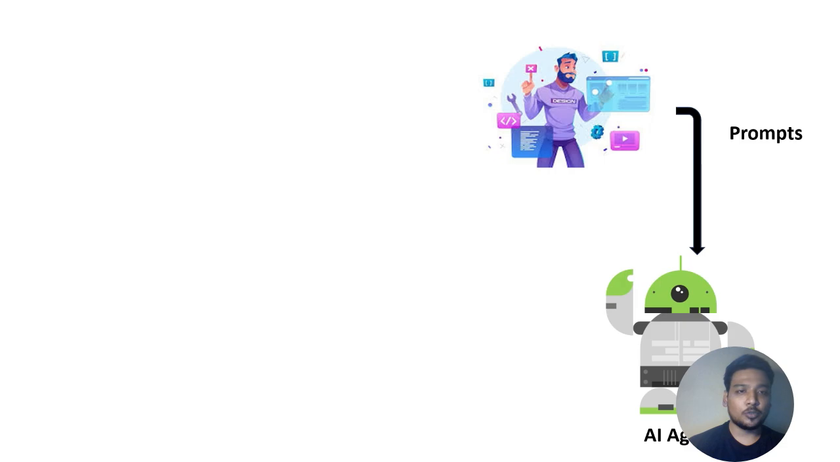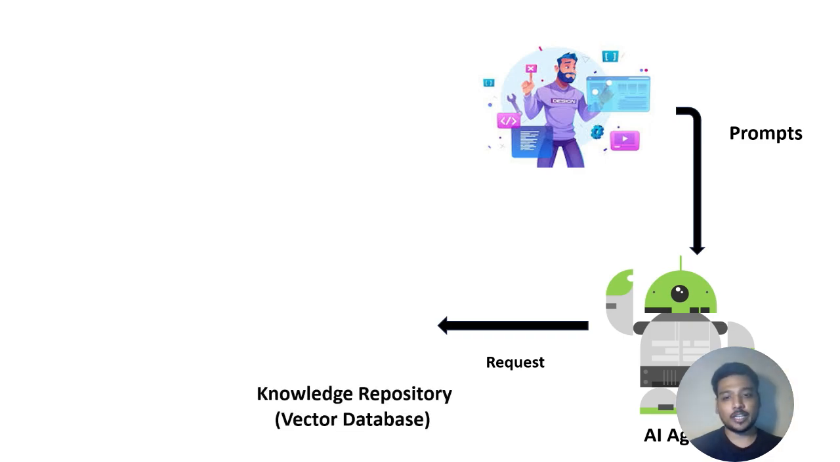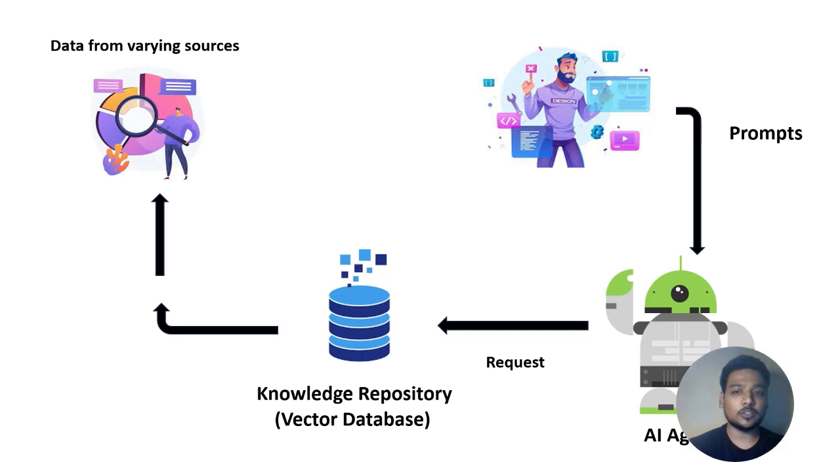Let's say if it's a user like you and me, we can ask a question in the form of a prompt to an AI agent. Then what happens behind the scenes is that the AI agent sends a request to something called a vector database, which acts like a knowledge repository, which is then connected to the data source. In our scenario, the agent that we'll be creating will be connected to a Google Drive. So the vector database will be connected to the Google Drive, and within the Google Drive we'll have folders that will contain PDFs.